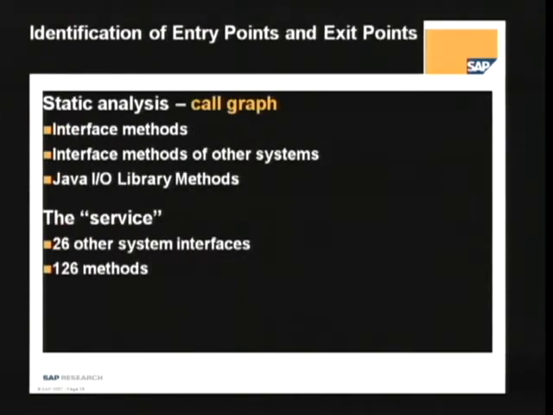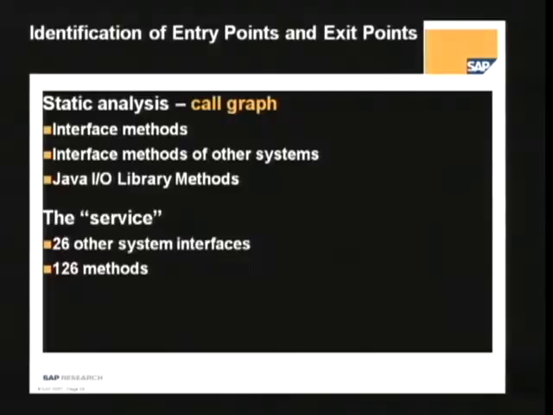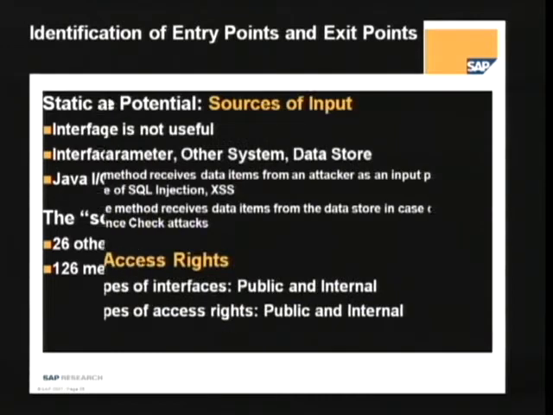Store. Okay, so how do we do this? We first take the code, generate a call graph of the code, and identify the interface methods of the service, and also interface methods of other systems, because you shouldn't only look at your system. You should also look at the interface methods of other systems, because your system's methods are communicating with the methods of other systems, right? Plus also some Java I/O library methods. In our case, the service we analyzed had 26 other system interfaces and 126 internal methods.